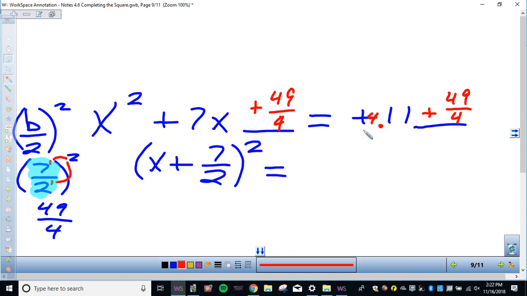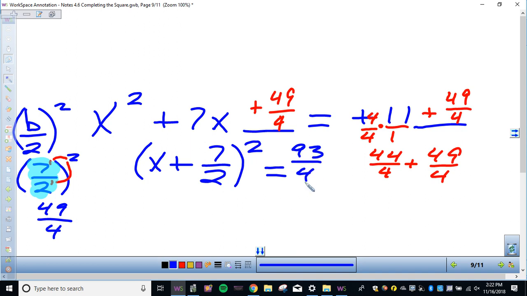And now we have to add this whole number and fraction. And we do that by multiplying to get a common denominator. So the only denominator we have here is this 4. The 1 you can multiply by 1, but it doesn't matter, right? So this fraction over here becomes 44 over 4 plus 49 over 4. So now I have a common denominator. And when I add two fractions, all I do is add the numerators, leave the denominator alone. So what I get is 93 over 4.